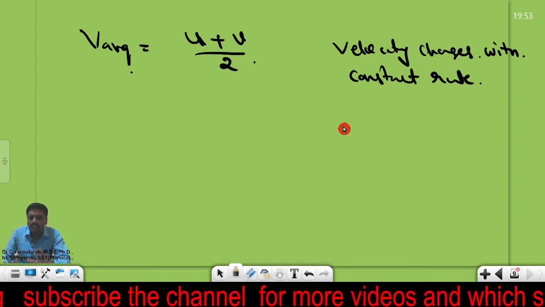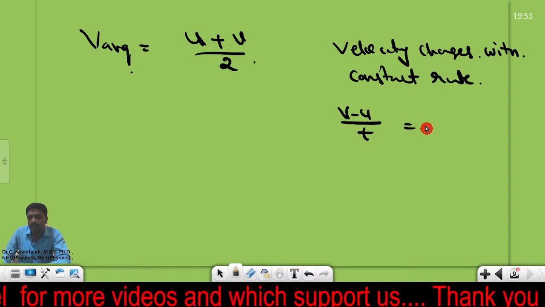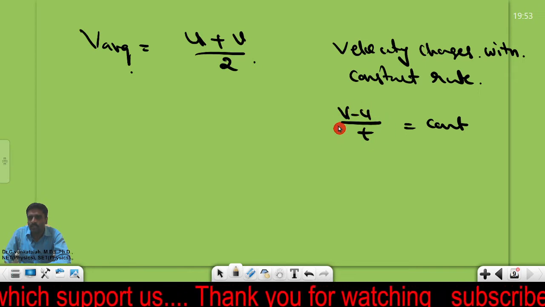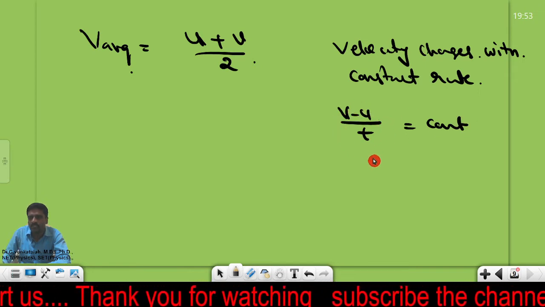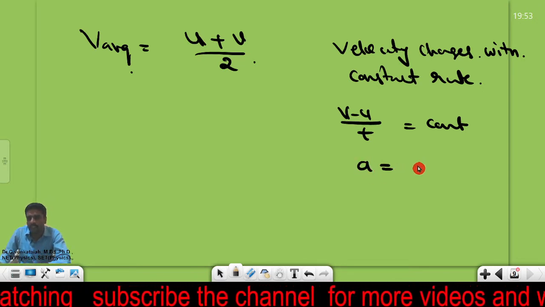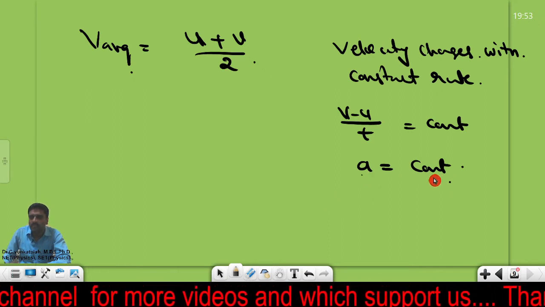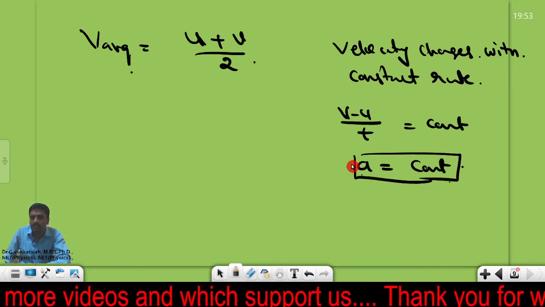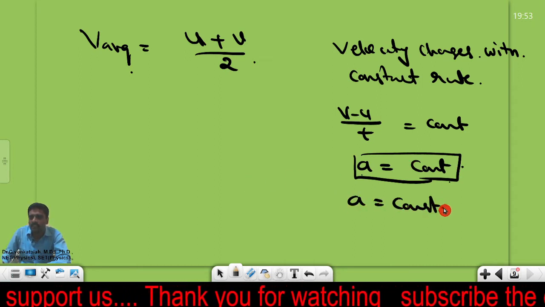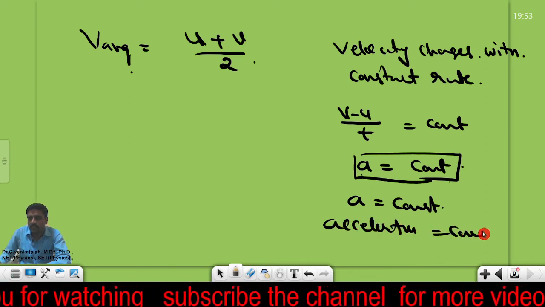So velocity changes with constant rate, what does it mean? (v minus u) divided by t is equal to some constant. This we will come across after the next class, that is named as acceleration. So a is equal to constant means we can use this formula. Acceleration a is equal to constant.